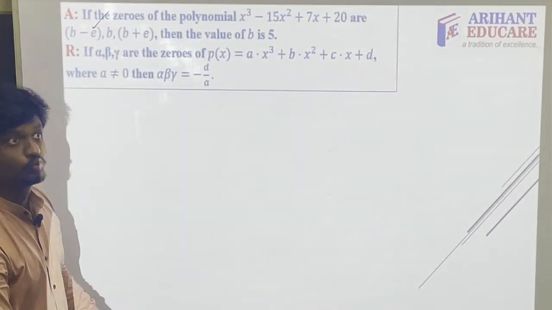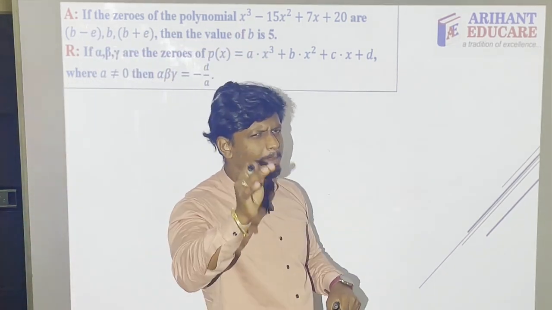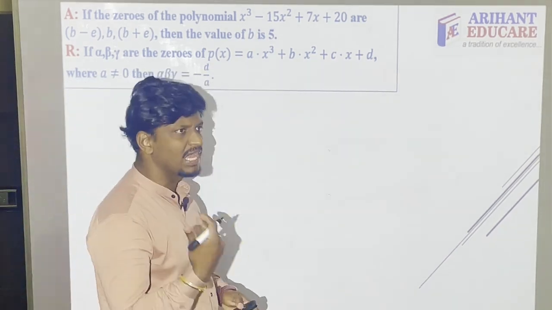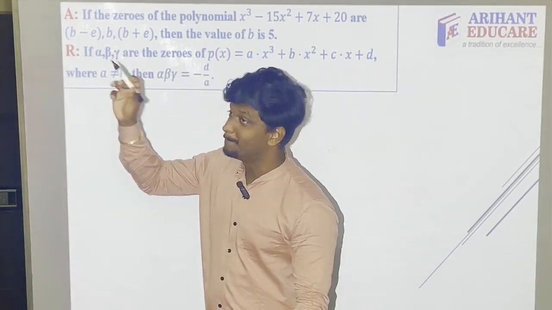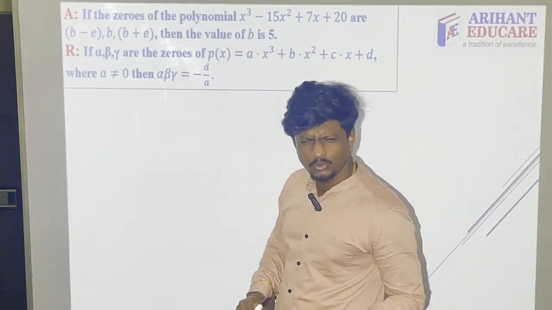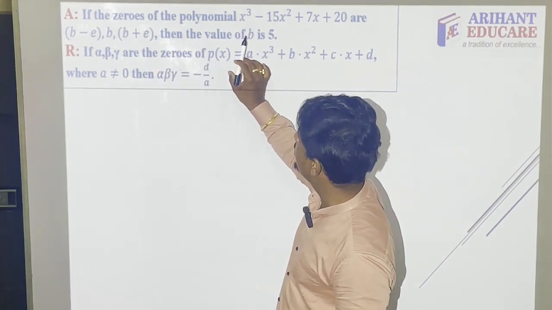The question says, if the zeros of the polynomial x cube, that means it is a cubic polynomial, x cube minus 15x square plus 7x plus 20 are b minus e, b and b plus e. It looks a bit like an AP. Don't think much. Then the value of b is 5.